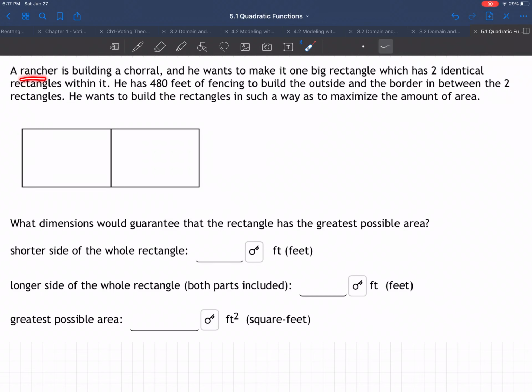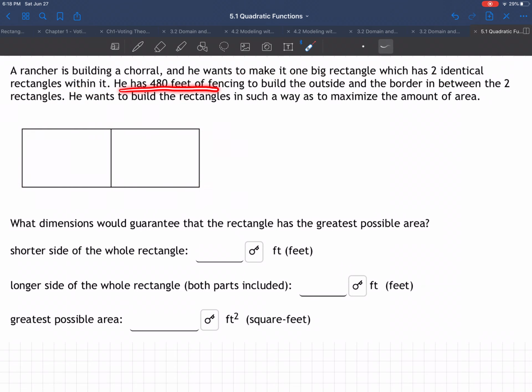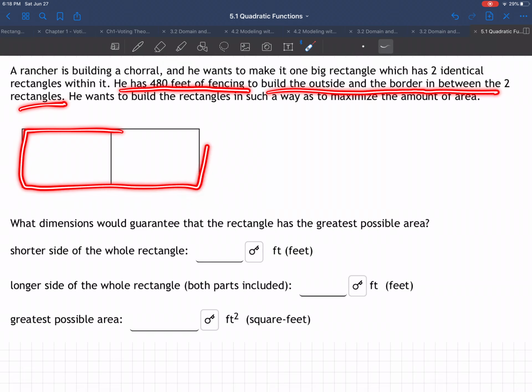In this example, a rancher is building a corral. He wants to make it one big rectangle which has two identical rectangles within it. We see it right here. He has 480 feet of fencing to build the outside and the border in between the two rectangles. So all the outside and the border in between, 480 feet of fencing.